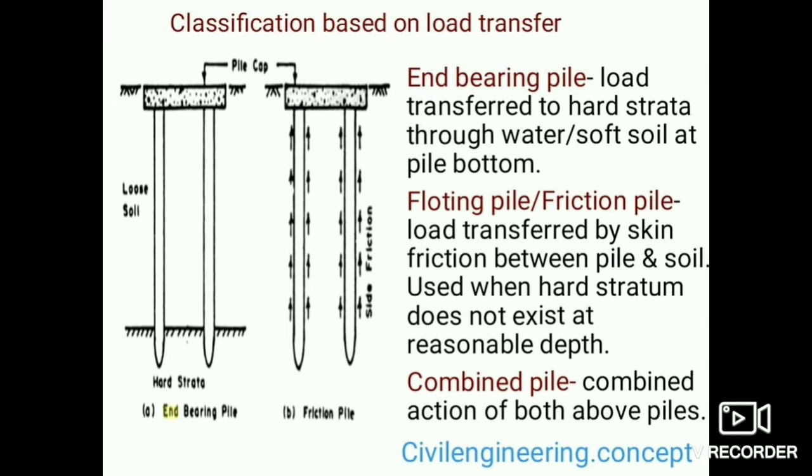End bearing pile is the pile which transfers load to the hard strata through its bottom, and floating or friction pile is the pile that transfers load by skin friction between the pile and soil, used when the hard strata does not exist at reasonable depth. And compound pile is the combination of end bearing and floating pile.